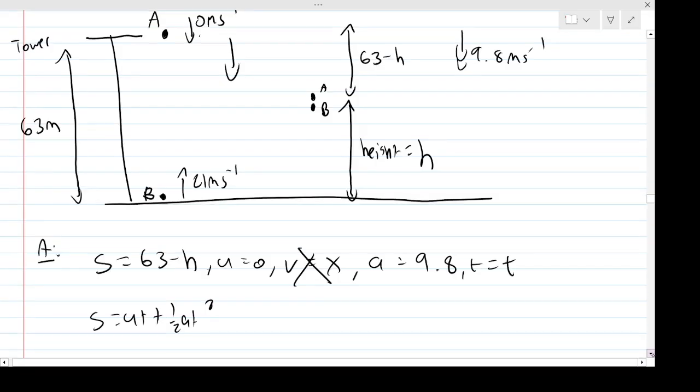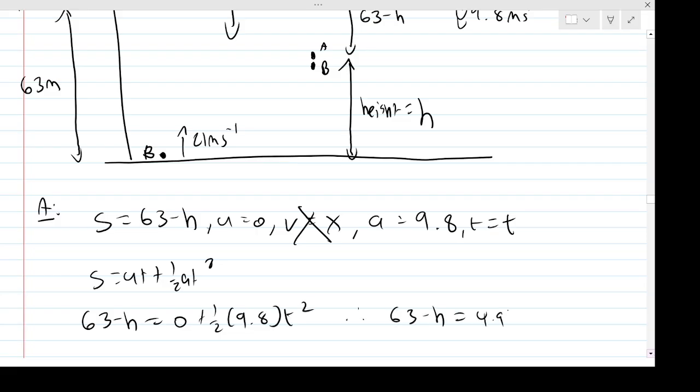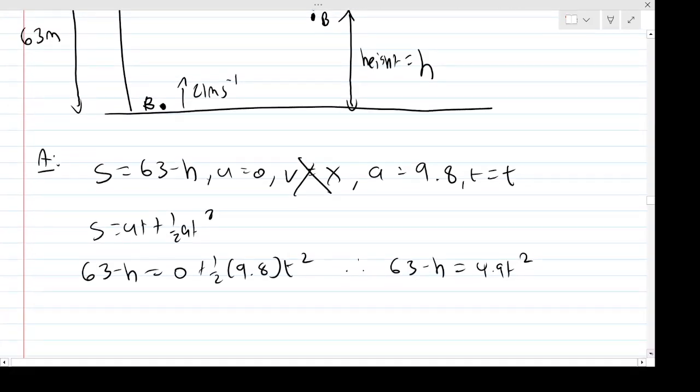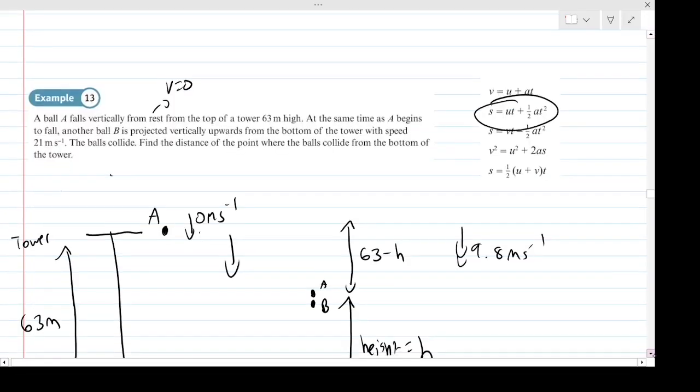Well, S is 63 take away h. And that's going to be 0t, so 0, add a half, lots of 9.8, lots of t squared. If I simplify that, I'll get 63 take away h is 4.9t squared. I could rearrange this for h, so h could be 63 take away 4.9t squared, right? Obviously, I can't find h yet because I need to find the time during the journey when they move up and down. That's particle A. Now let's do ball B.